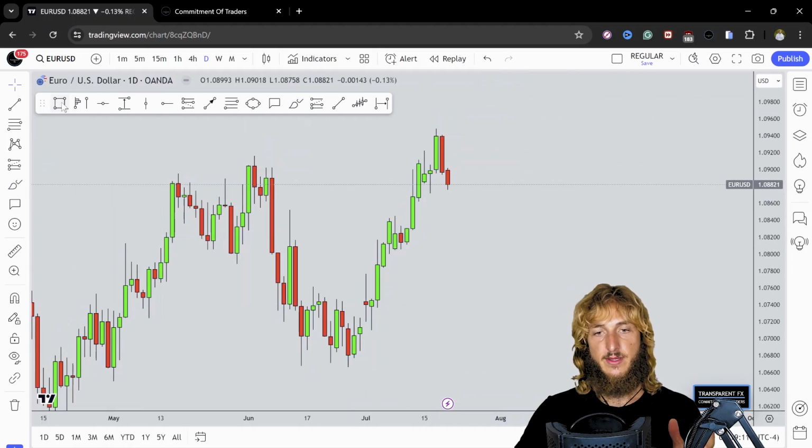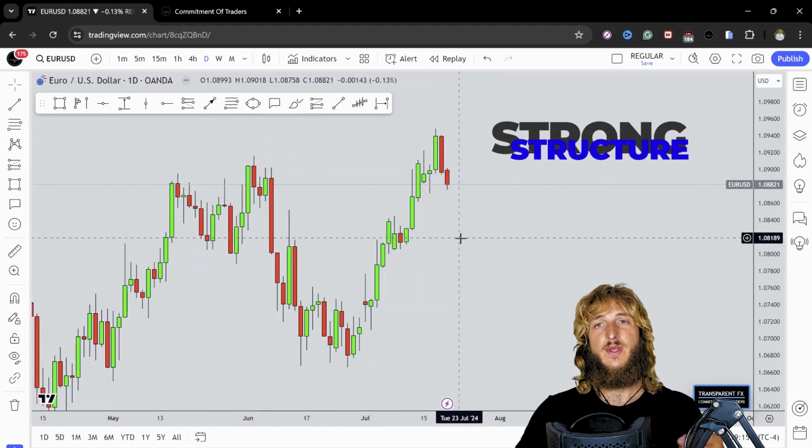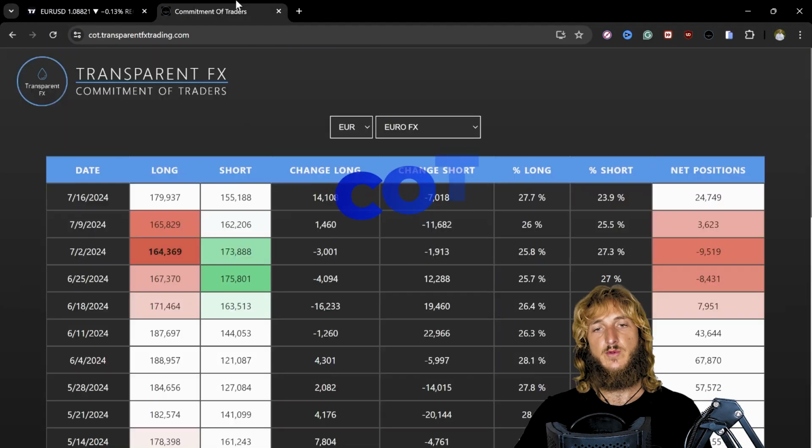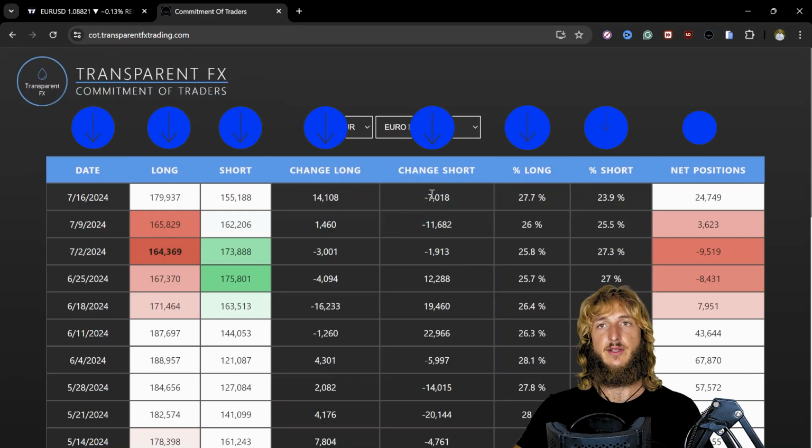However, at the moment, from a daily standpoint, as we were saying, we have quite important structure. But before we dig deeper into what we have from a technical perspective, first, let's see what we have when it comes to the commitment of traders. So what hedge funds and the big players in the market are doing precisely on EURUSD.